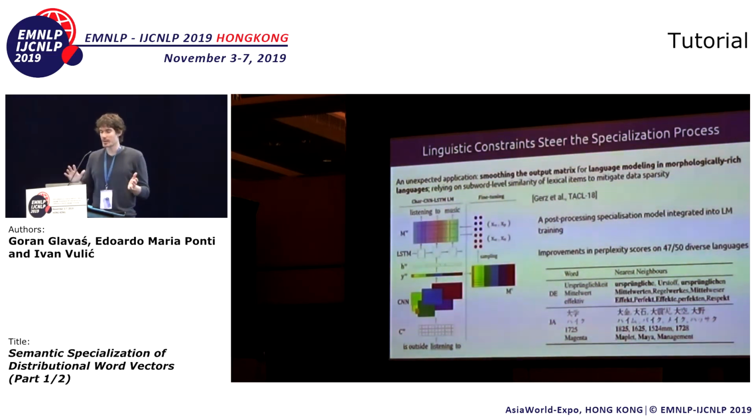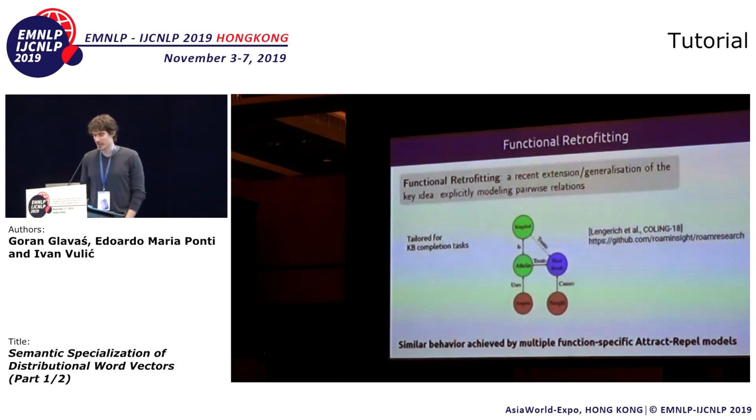Another application where we really see that the linguistic constraints can steer the specialization process is this work from Gerz et al., where an Attract-Repel or paragram-style model was included as part of language model training, where you are trying to learn better parameters for rare words which are morphologically, or in subword terms, similar to words for which you have better estimates. So you do this specialization after every cycle of language model pre-training, and you learn better language models along the way and get perplexity improvements. That's a really rough explanation.